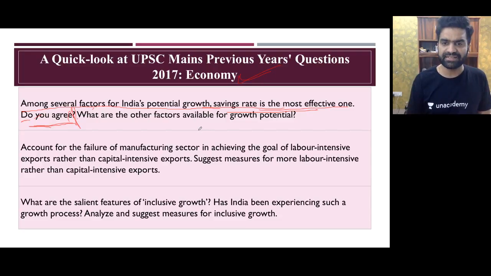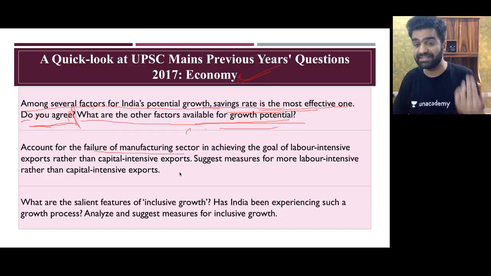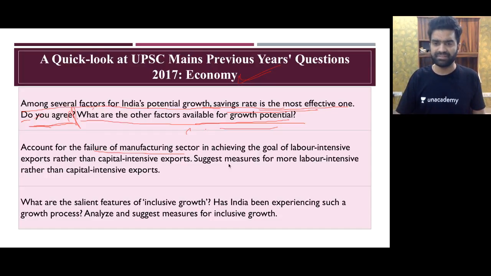What are the other factors available for growth potential? This is the current affairs part of this question. Account for failure of manufacturing sector in achieving the goal of labor intensive exports rather than capital intensive exports. Suggest measures. Purely current affairs, but it requires understanding why we are failing in the manufacturing sector. What are the salient features of inclusive growth? Again, the static part of the question. Has India been experiencing such a growth process? Current affairs portion. Analyze and suggest measures.